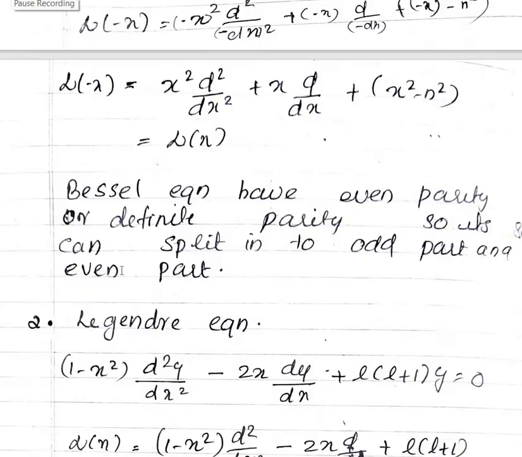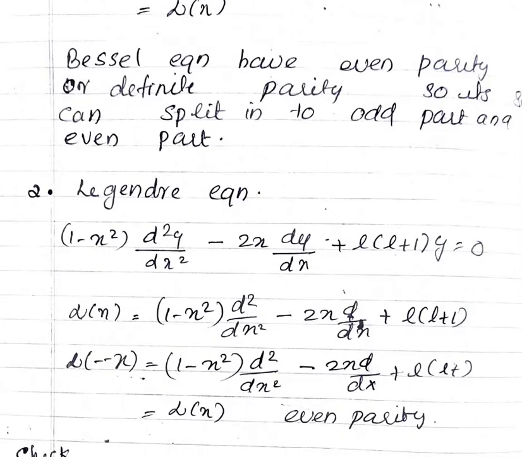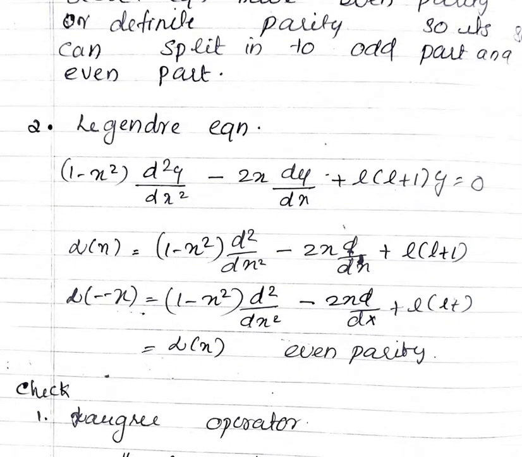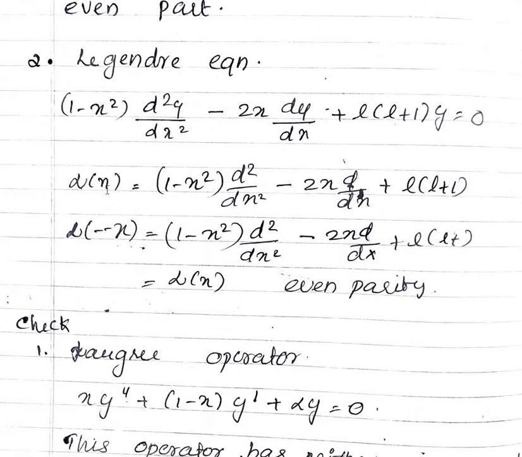So in the case of the Legendre equation, it is (1 minus x squared) d²y/dx² minus 2x dy/dx plus L(L plus 1)y is equal to 0. In order to check whether this operator is an even parity operator or odd parity operator, let us replace x by minus x.